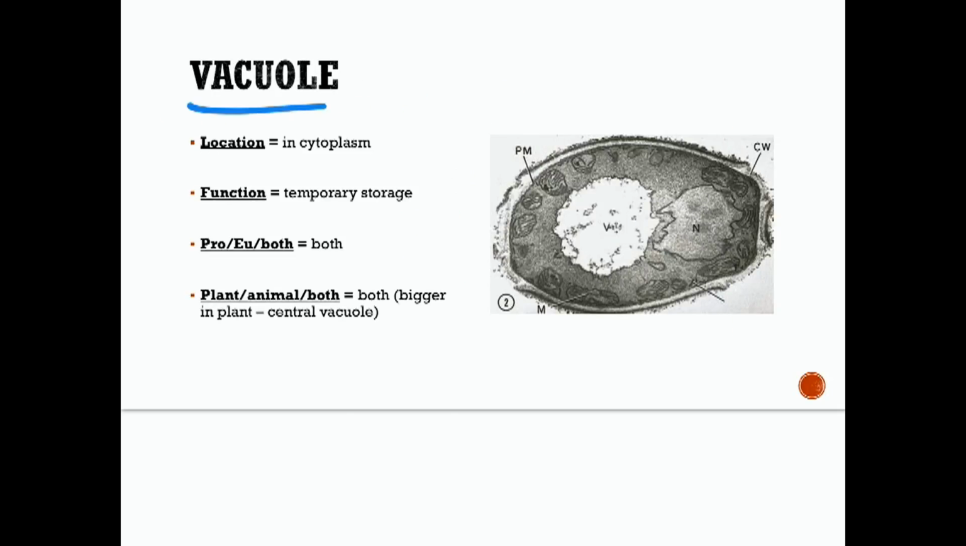And finally, vacuoles. Its location is in the cytoplasm and its function is for temporary storage. So this is like the cell's warehouse. It stores materials needed by the cell but for later use. I also tend to think of it as a vacuum, like it sucks up the extra stuff. You're going to find vacuoles in both prokaryotic and eukaryotic cells, and they're going to be in both plant and animal cells, but they're going to be bigger in the plant cells. They've got this central vacuole.